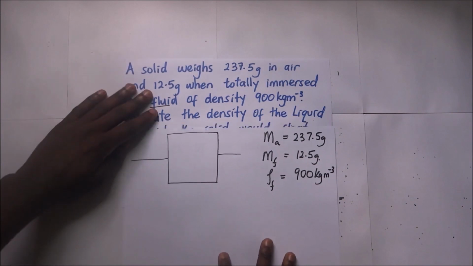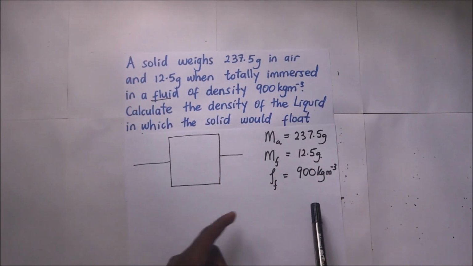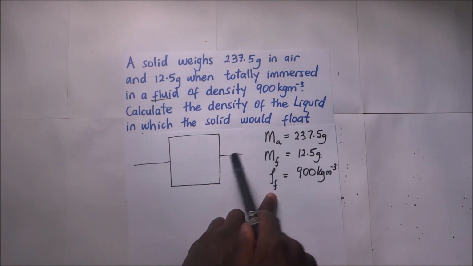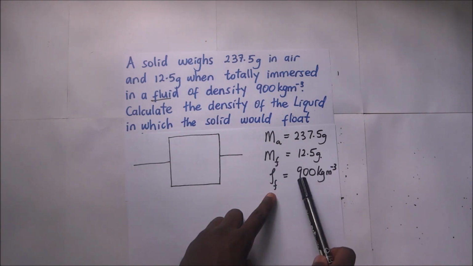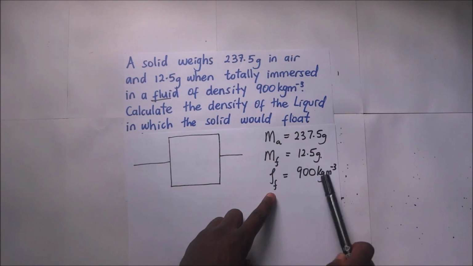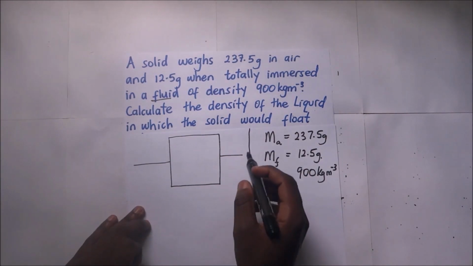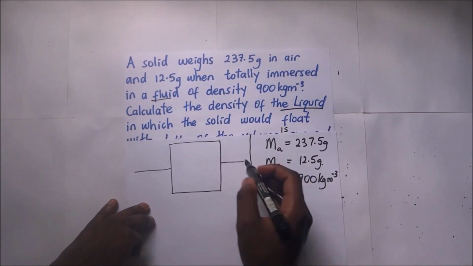So we are to calculate the density of the liquid. The mass of this solid when it is immersed in a fluid of this density will be 12.5 grams. And now the question is asking us to calculate the density of the liquid in which the solid would float.